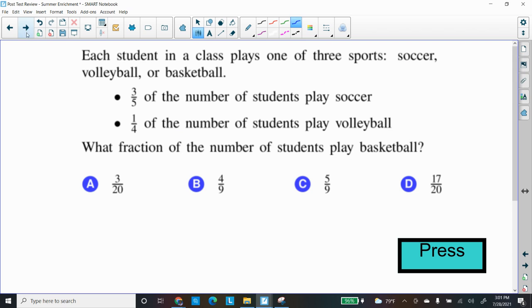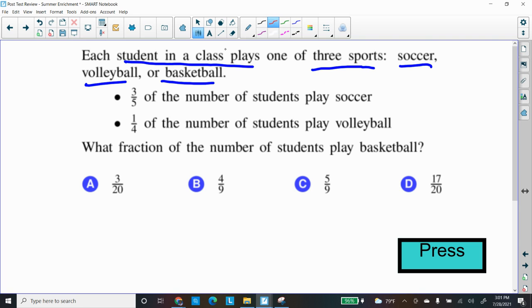Okay, let's keep moving. Each student in a class plays one of 3 sports. So we have a class of students, and each student plays one of these 3 sports. The sports are soccer, volleyball, or basketball.